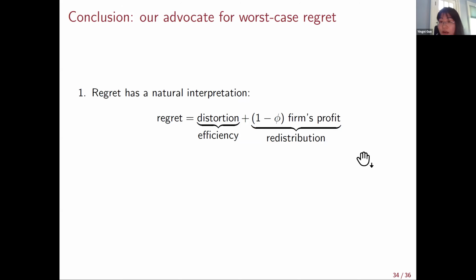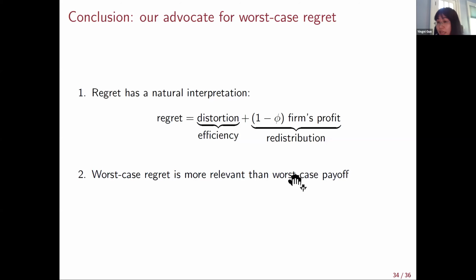The second reason is mainly about why we are not choosing worst case payoff. In this framework, the regulator's worst case payoff is always zero. If consumers don't value the product too much and the cost of production is very high, there is no surplus in this market at all. If there is no surplus, there is nothing the regulator can do. So we argue that the regulator's job should be to protect surplus when there is surplus to be protected. The worst case regret captures this idea. You want to protect the surplus when there is surplus on the table to be protected.